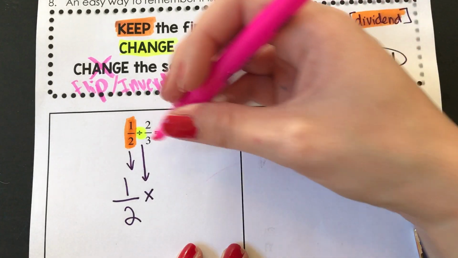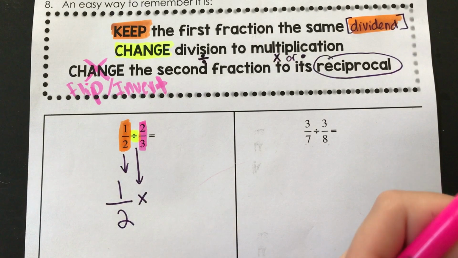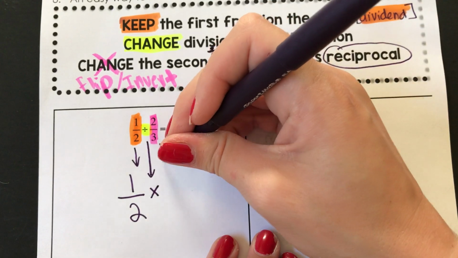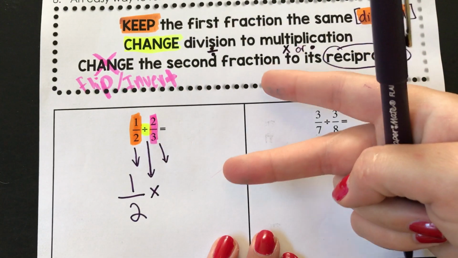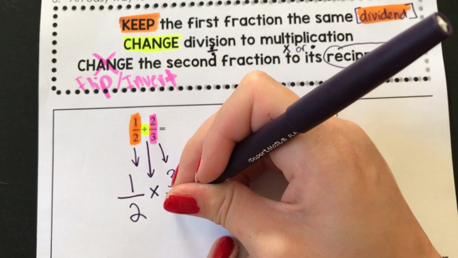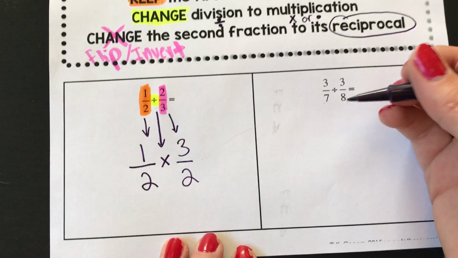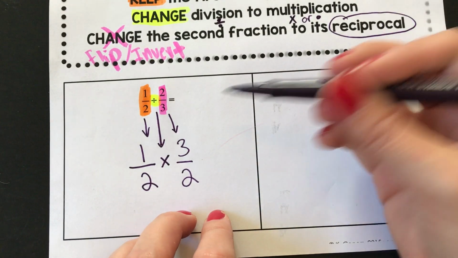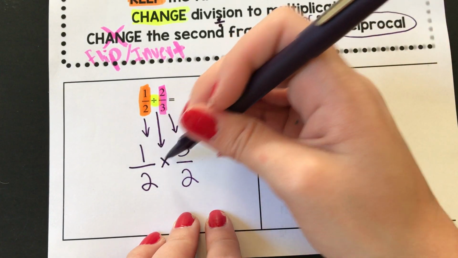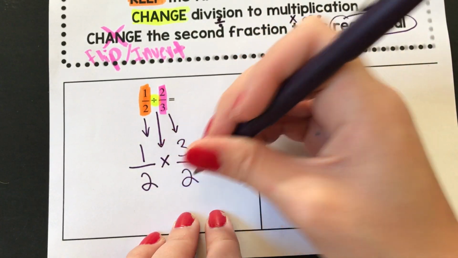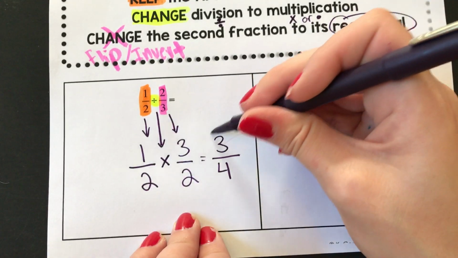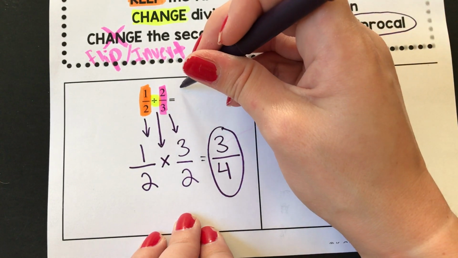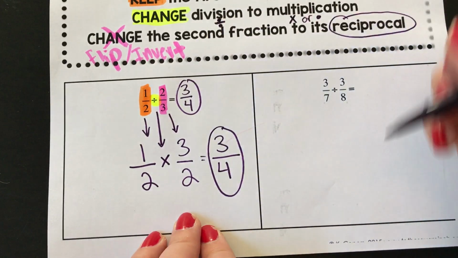And then last but not least, I'm going to flip. Keep, change, flip. So here, keep. I did the keep. I did the change. And now I'm going to flip 2/3 to its reciprocal. If I flip it or invert it, it's going to be 3/2. Now I have my new problem where now I can solve and find the answer to this division problem because now it's turned to multiplication. So just multiply right across. 1 times 3 is 3. 2 times 2 is 4. I cannot simplify further. That is my answer. So if I asked you 1/2 divided by 2/3, the answer is 3/4.